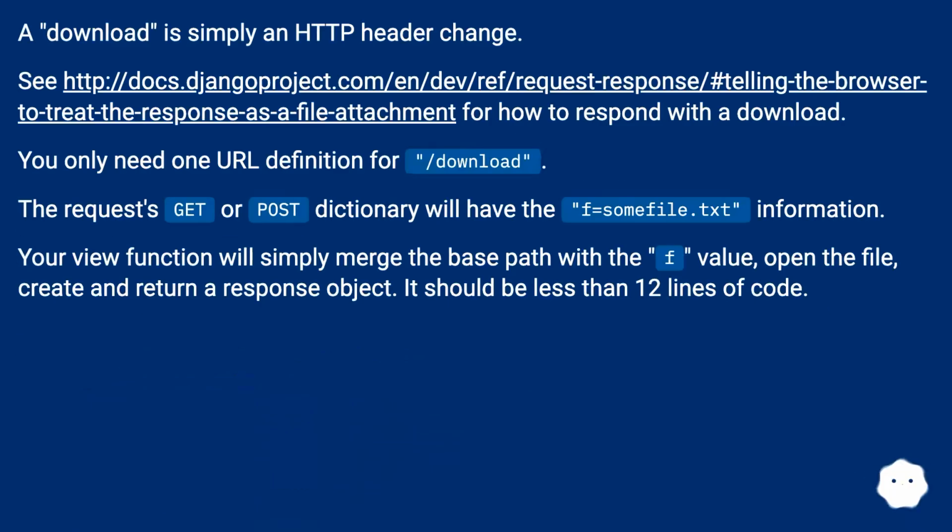A download is simply an HTTP header change. See this URL for how to respond with a download. You only need one URL definition for /download. The request's GET or POST dictionary will have the f=somefile.txt information. Your view function will simply merge the base path with the f value, open the file, create and return a response object. It should be less than 12 lines of code.